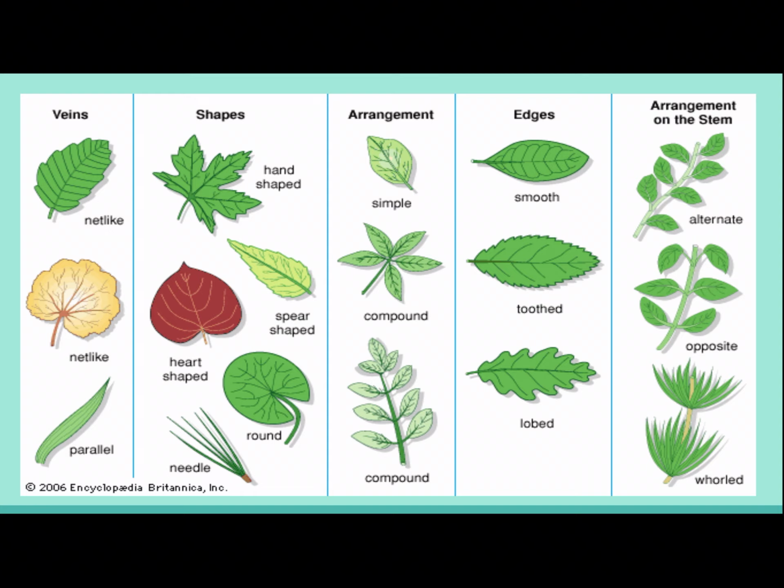Those are pretty self-explanatory. And actually, believe it or not, the veins, the shape of the leaf, the arrangement of the leaf, the edges of the leaf, and the arrangement of the leaves on the stem actually tell you a lot about the type of plant that you have. Now, we will get into that because I still would like you guys to do a leaf project, in which case these are certain things that you have to identify for me as far as your leaves are concerned. But when we get into that leaf project, I'll get into a whole lot more detail about that.